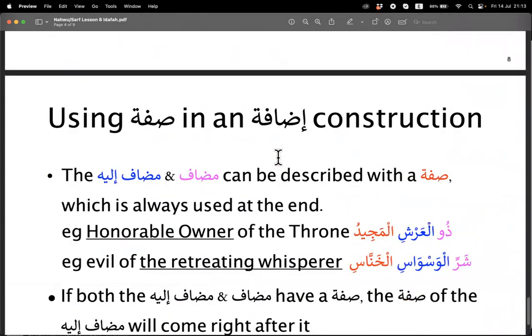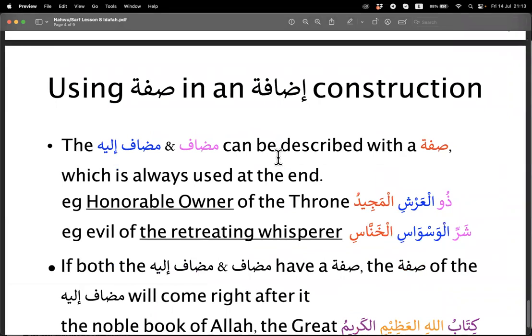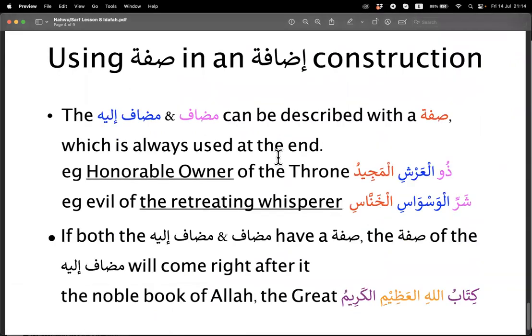One more thing is if we want to use a sifah in an idafah construction. So we want to use both. What are the rules of sifah? Mausuf sifah. The four properties have to be the same. Yes, must match in 4 properties.